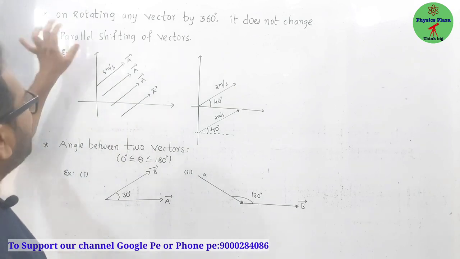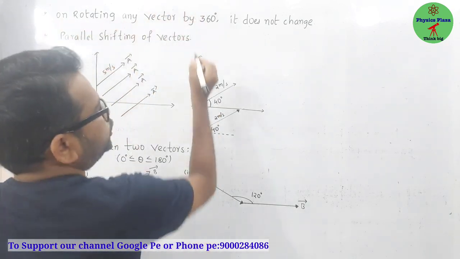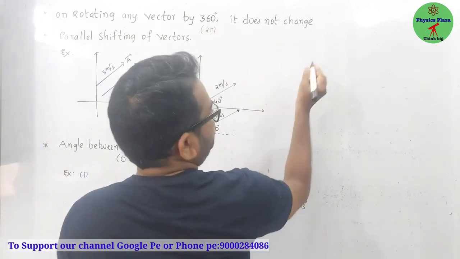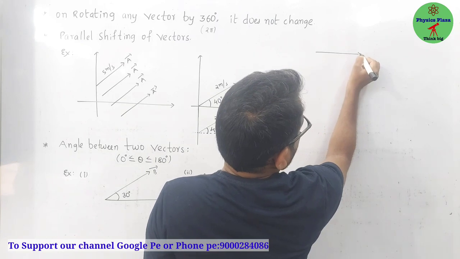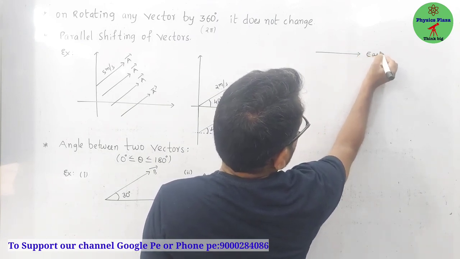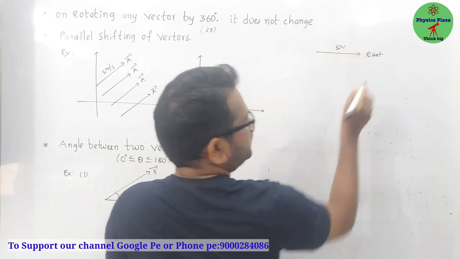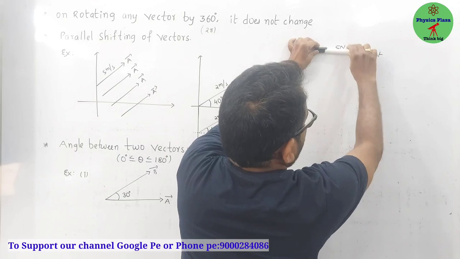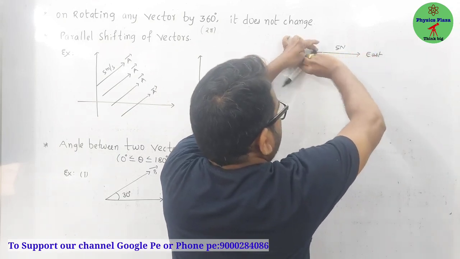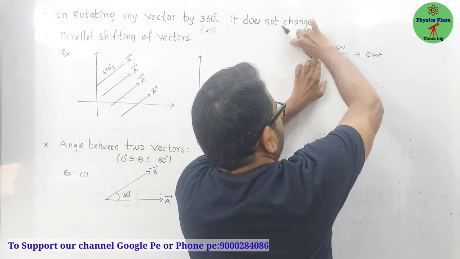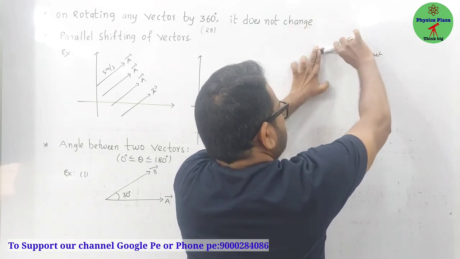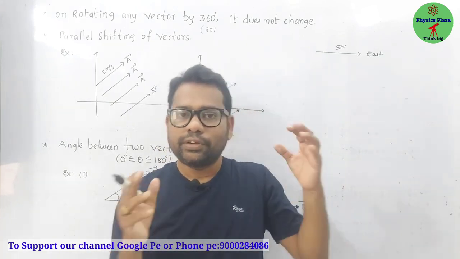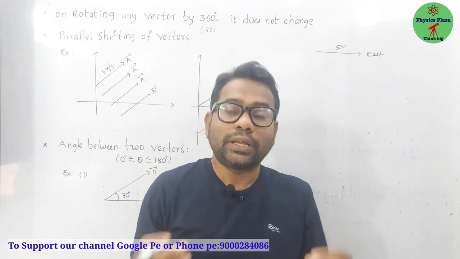So first one is what? If I am rotating any vector by 360 degrees or 2 pi radian, it does not change. Suppose it is a vector towards east, a 5 Newton force acting towards east. If it is rotated by 360 degrees, like this, again it will come to the same position. So there is no change in magnitude, no change in direction. Any vector rotated by 360 degrees or 2 pi will not change.